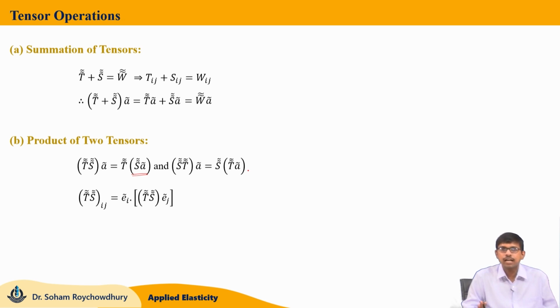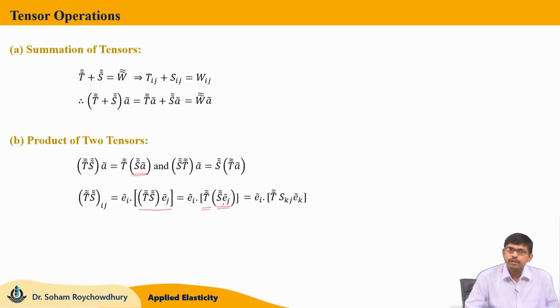TS_ij, the component of the product of two tensors T and S. To obtain this, we are first using the basic definition of tensor components, e_i dot TS times e_j. Now, this particular part TS e_j is written as S acting over e_j, and then the T operator is acting over that. Now, S acting over e_j can be written as S_kj e_k by definition of the tensor components acting over the unit vectors.